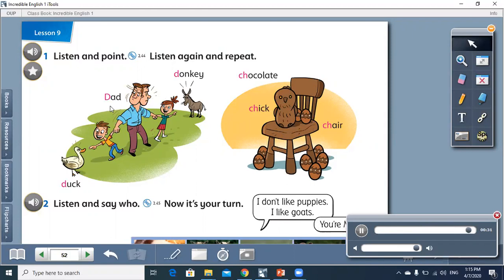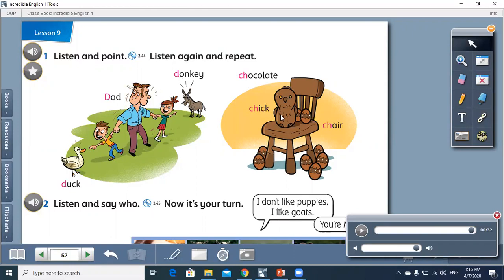Here, the boy says, look, Dad, a duck, and look, Dad, a donkey. Here we have D-A, da, plus dad. And this is da, duck. And this is donkey. If we have the C-H, we say cha. Chocolate, chocolate chick. This is a chick, but this is a chocolate chick.